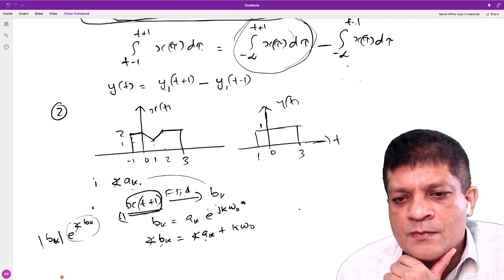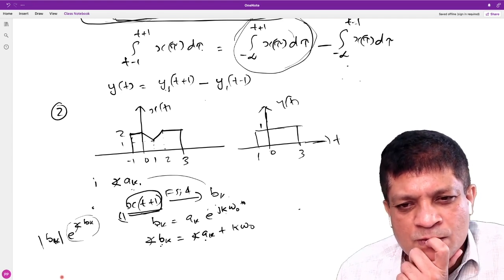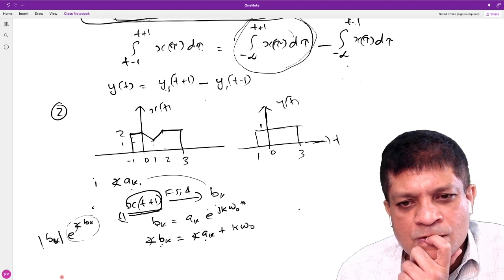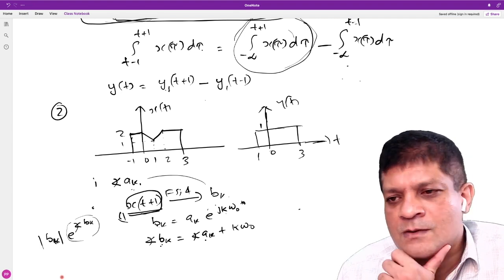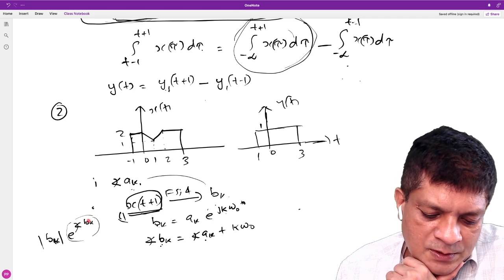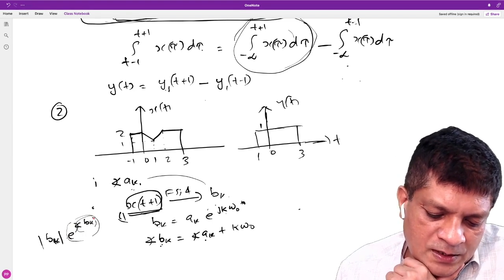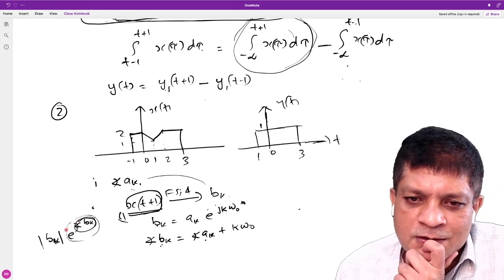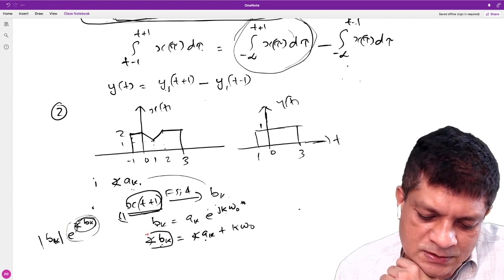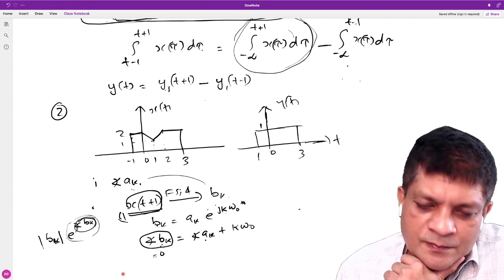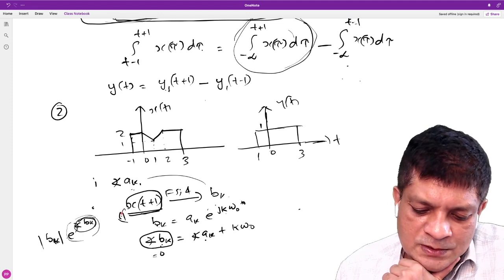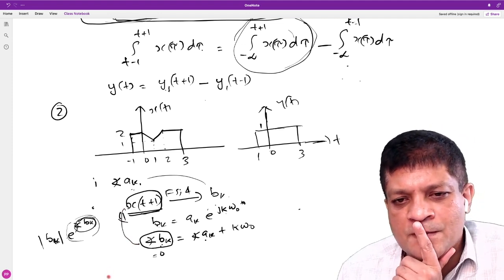Is it 1 or 0? Angle is 0. I'm talking about the angle. This angle is 0, isn't it? So can we say that this is 0? Yes. This is the Fourier series coefficients of x(t) plus 1. That is 0.